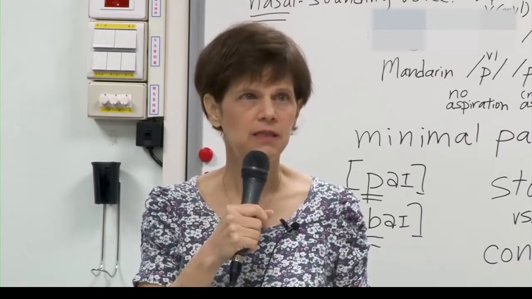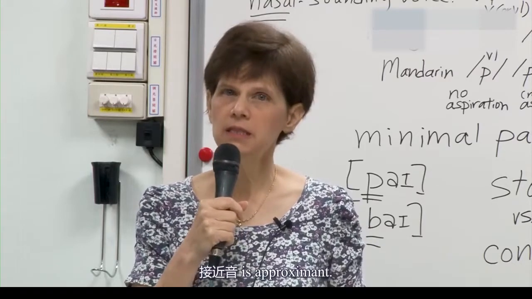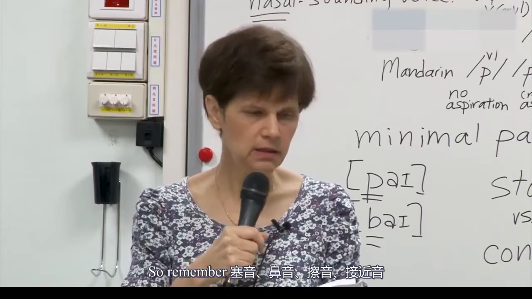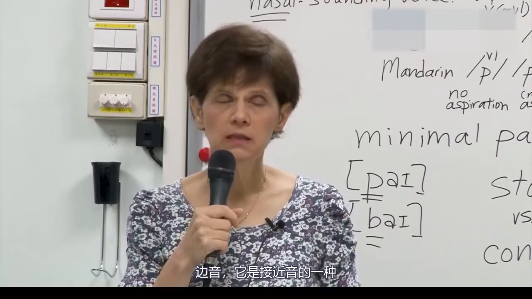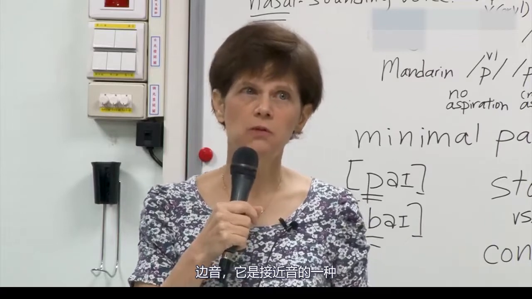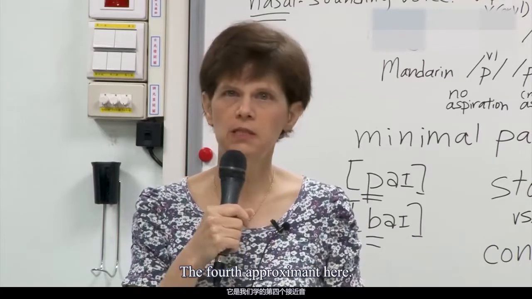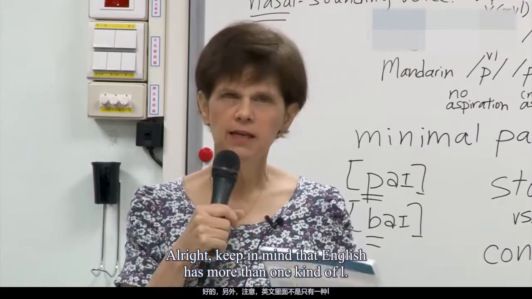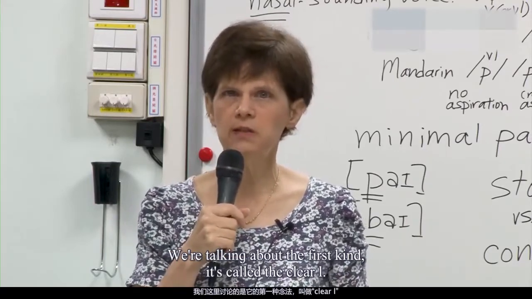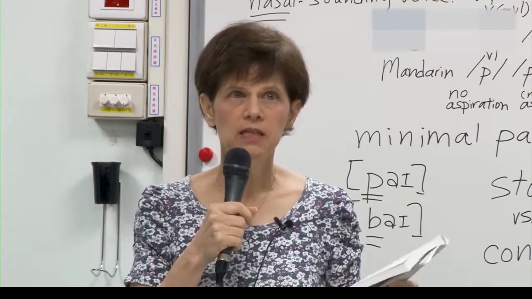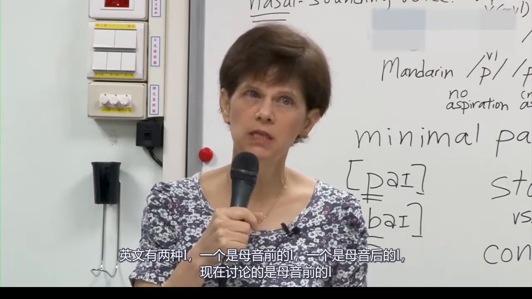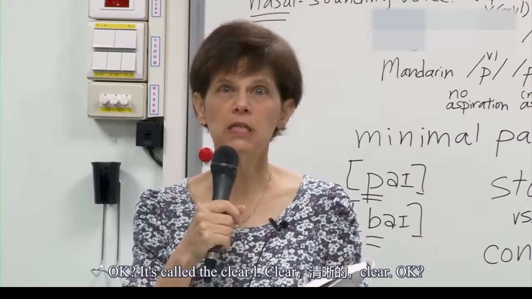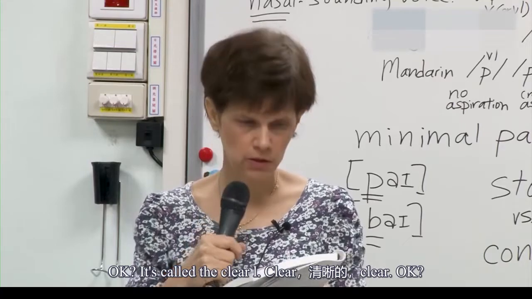And the Chinese is called 边音，旁边的边。Approximant in Chinese is 接近音。It sounds very literal, and it is. 接近音 is approximant. So remember, 塞音、鼻音、擦音、接近音、边音，它是接近音的一种。It's the fourth approximant here. Everyone clear now what we're talking about? All right, keep in mind that English has more than one kind of L. We're talking about the first kind, it's called a clear L. 英文有两种 L，一个是母音前的 L，一个是母音后的 L。现在讨论的是母音前的 L。Okay, it's called a clear L. Clear, 清晰的 clear.